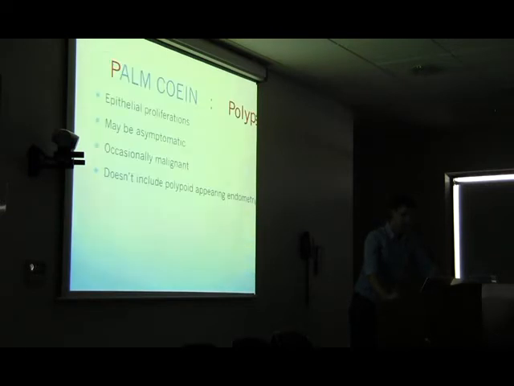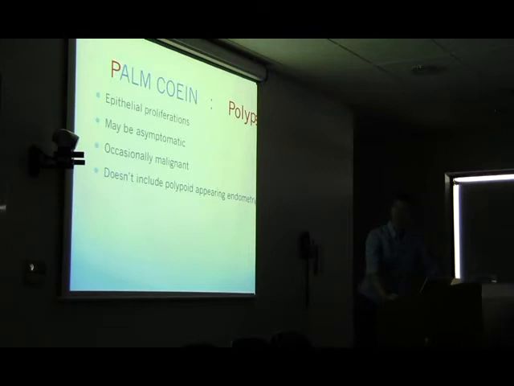So I'd like to just go through the sections of the classification. So the P in PALM is for polyps, and we'll be familiar with these. These are epithelial proliferations which can arise from the endometrium or the endocervix. They can very often be asymptomatic, so they may not be causing any abnormal bleeding, and in rare cases can be malignant.